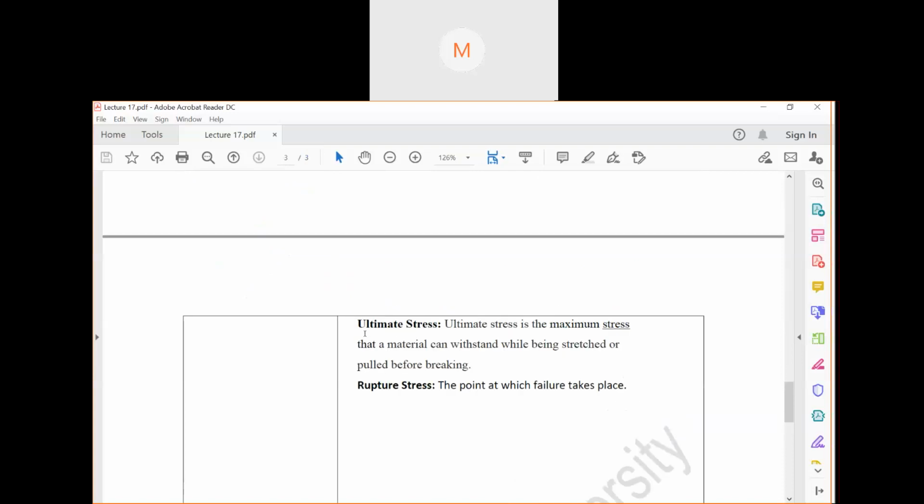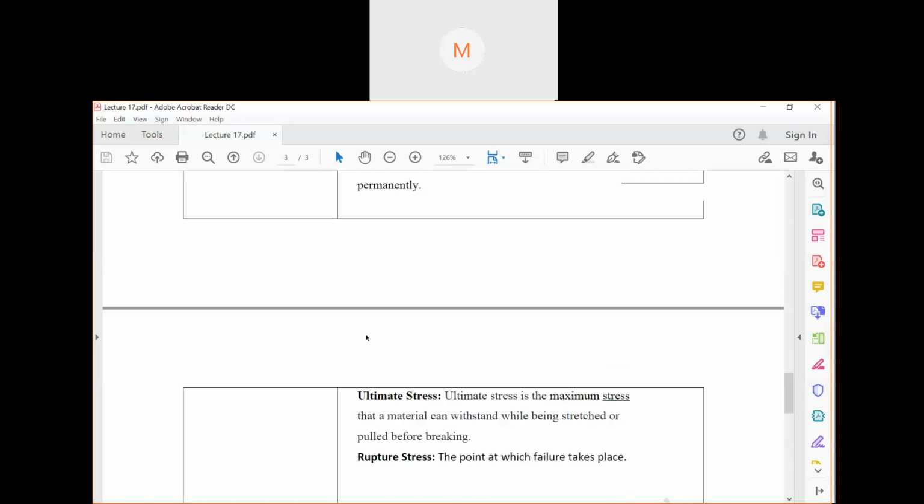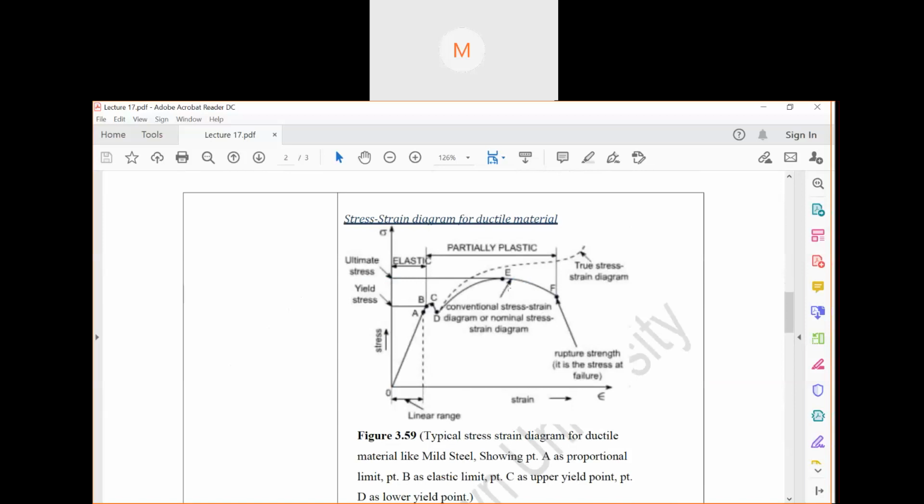Now let's come to ultimate stress. Ultimate stress means what? Ultimate stress is the maximum amount of stress, that means the maximum force per unit area that a material can bear. When applying stress on a material, it keeps on elongating. Just before breaking, the stress that it can resist is known as the ultimate stress. And finally, rupture. Rupture means the stress at which the material eventually fails.